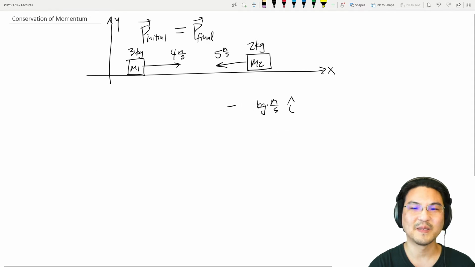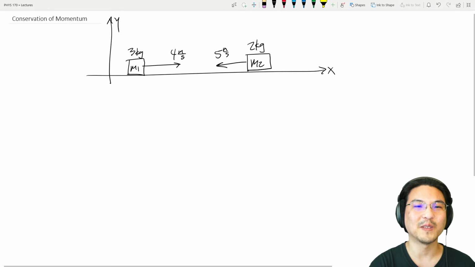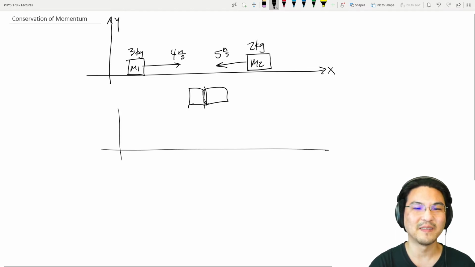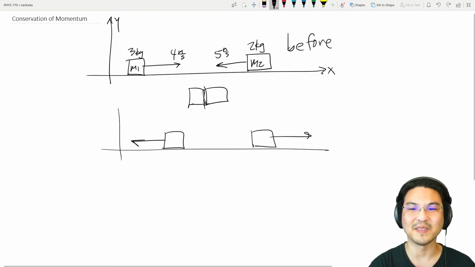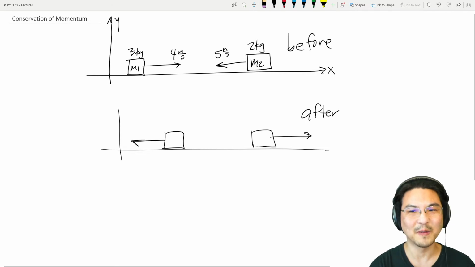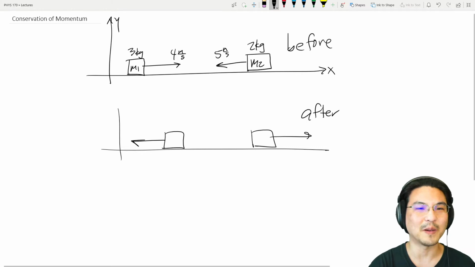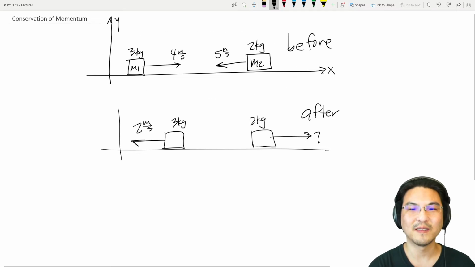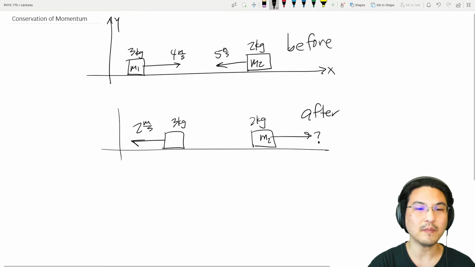Okay, so now let's use this in a problem. Let me just make up a problem. So let's say this is the situation before the collision, and then they collide, and then let's say they bounce off of each other and go flying this way. So this is before the collision, this is during the collision, and this is after the collision. I'll just have the picture like this, before and after. Let me make up numbers here. This is still the 3 kilograms and 2 kilograms. After the collision, let's say you measure this, but then you want to compute the velocity of block 2 after the collision. So how do you do that?